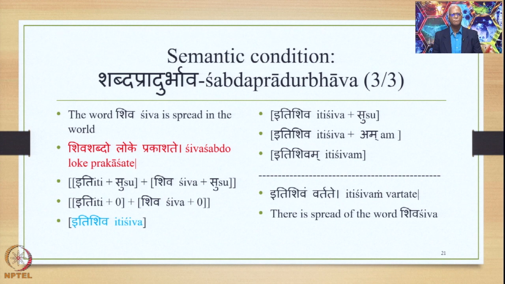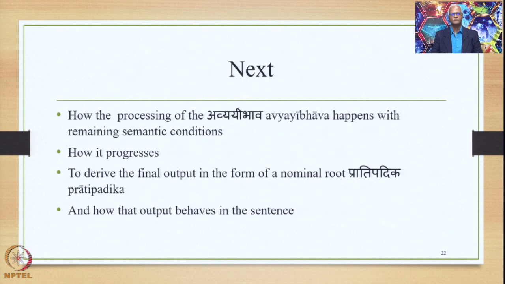This is how the commentators explain that the Panini word is spread up to the small children. Even they know what Panini is, who Panini is. This is how, in these semantic conditions, the avyayibhava samasa takes place and is generated and is used in the sentence. Next, we study how the processing of the avyayibhava samasa happens with remaining conditions, how it progresses to derive the final output in the form of a nominal root or pratipadika, and how the output behaves in the sentence.